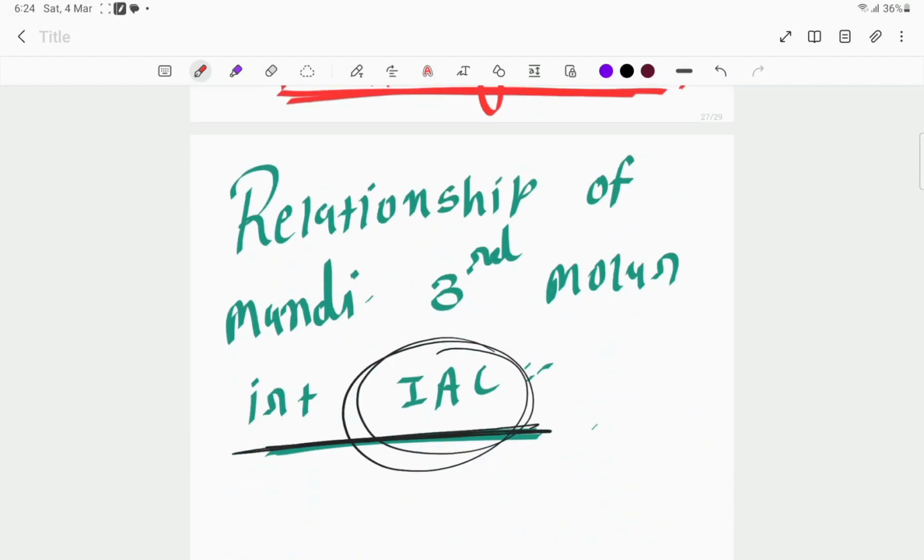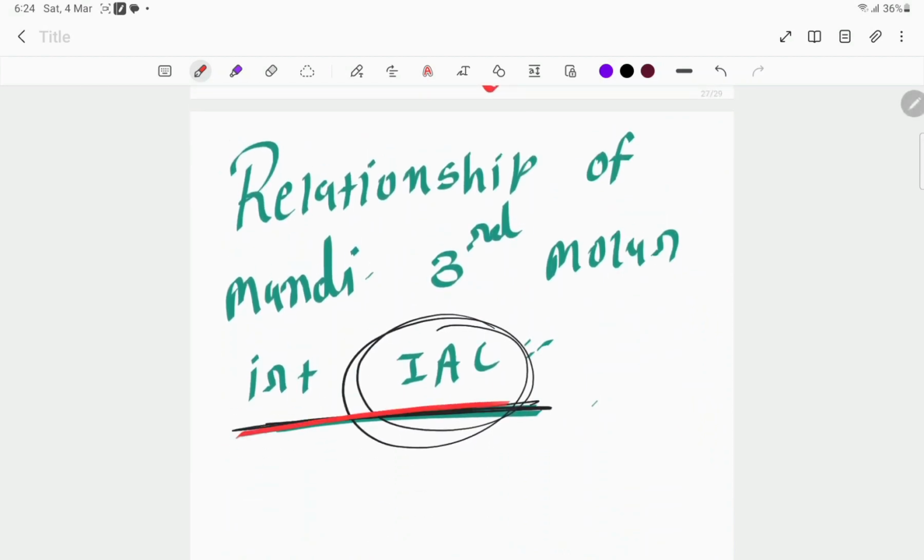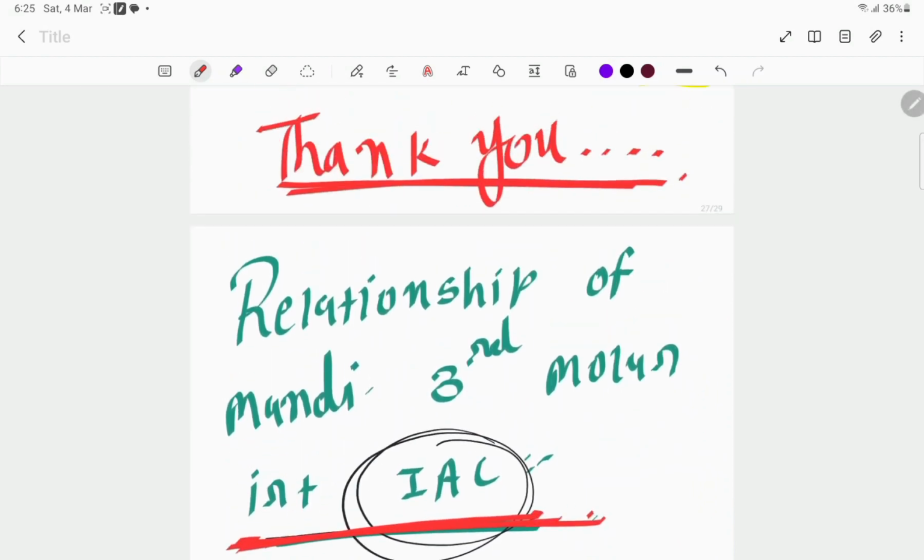So in the next class we will cover the relationship of the mandibular third molar in relation to the inferior alveolar canal.